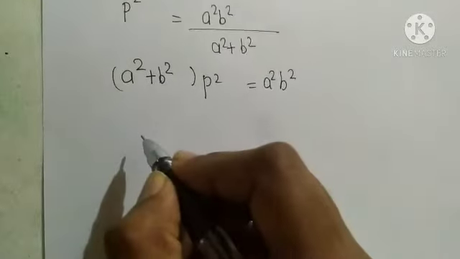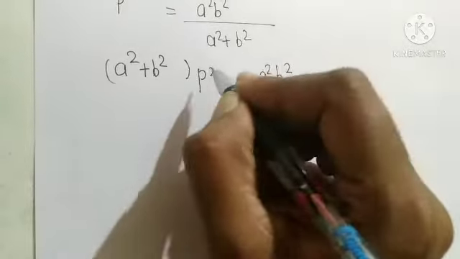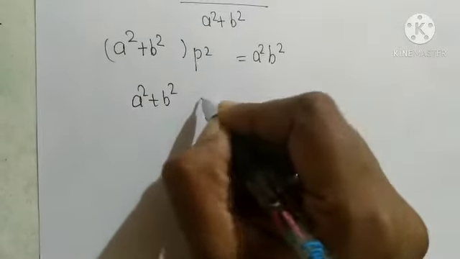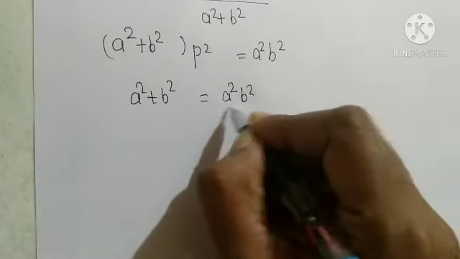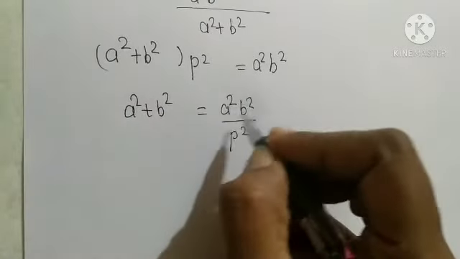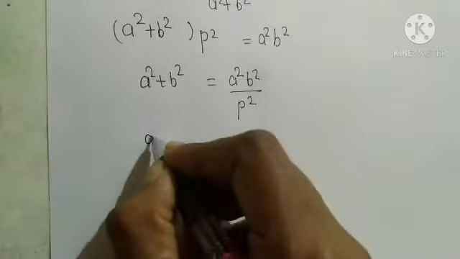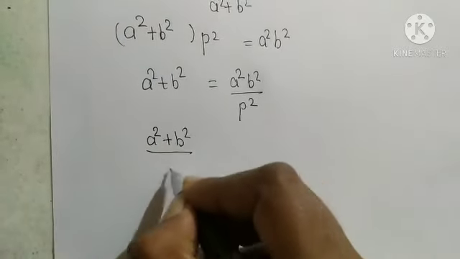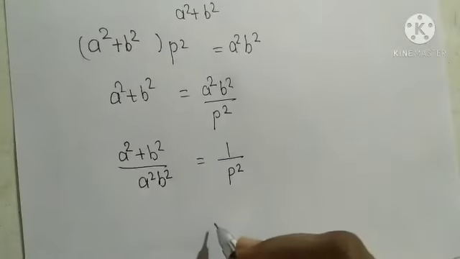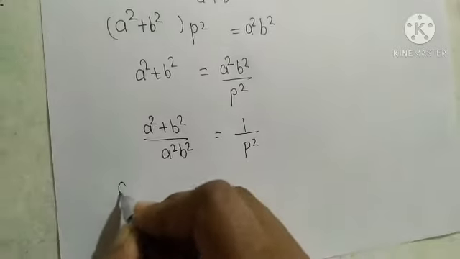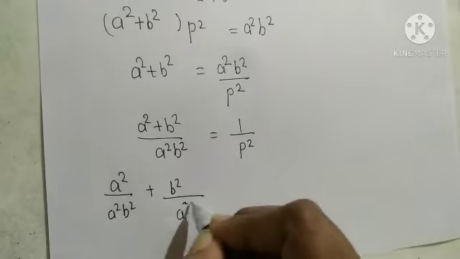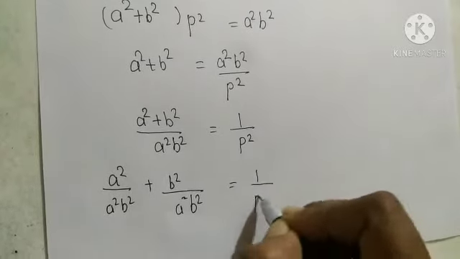So here next I am going to take this p square to the RHS. So it will become a square plus b square is equal to a square b square by p square. Next I am going to take this a square b square term to the LHS. It will become a square plus b square by a square b square is equal to 1 by p square. Okay, dividing it individually, it will become a square by a square b square plus b square by a square b square equal to 1 by p square.